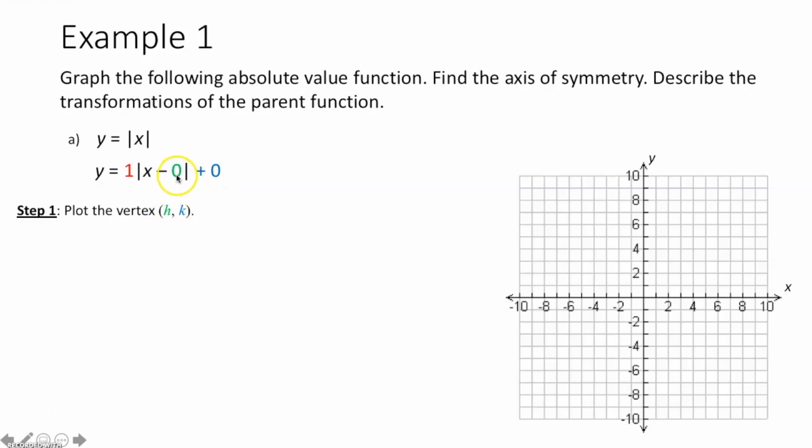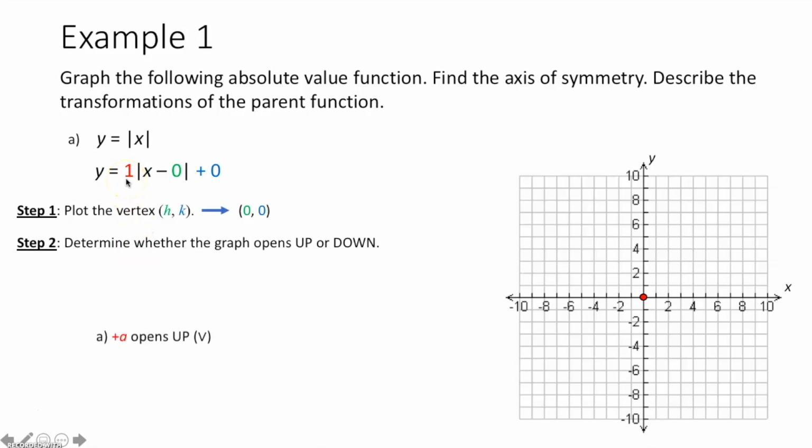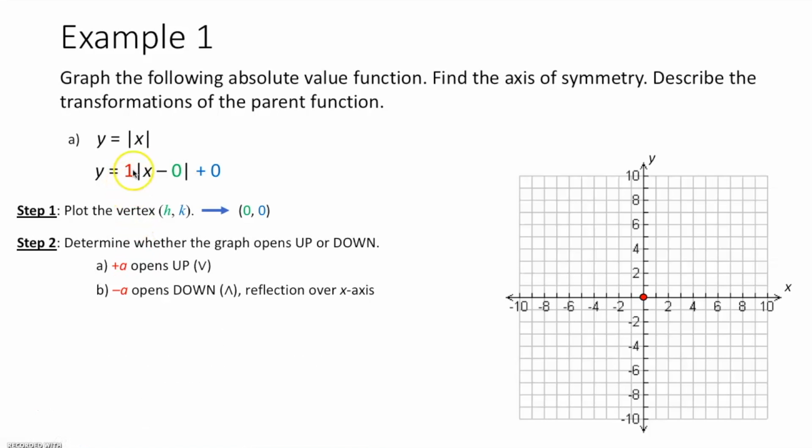First, what's the vertex? That would be (h, k), which is (0, 0). So I go over to my graph, put a point at the vertex. Next, is this graph going to open up or down? So we look at our a value. If a is positive, we open up. If a is negative, we open down. Since we have a positive 1 as our a value, our graph is going to open up. We're going to have an upward facing V.